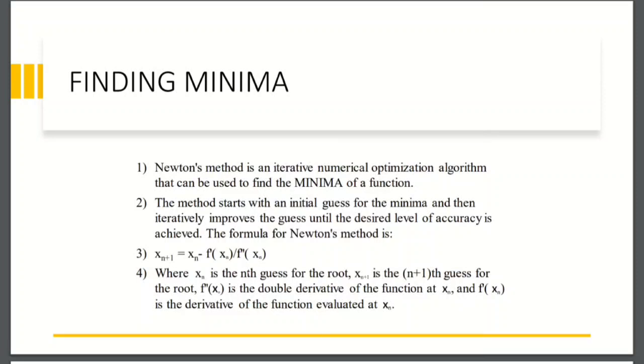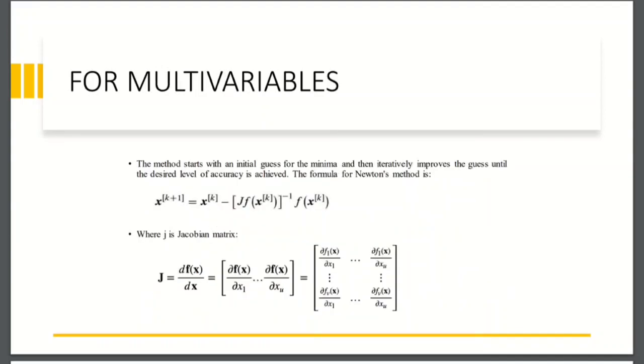This is obtained from the Taylor series where the notations are the same, and f double dash of xn represents its double derivative. The problem here is when the double derivative calculation is hard or it is 0. Then the alternative for this is the secant method. And in the case of multivariables, the formula for Newton's method is: the (k+1)th guess equals the kth guess minus the inverse Jacobian times the functional value. And the Jacobian of a function is defined as df by dx, as this matrix.